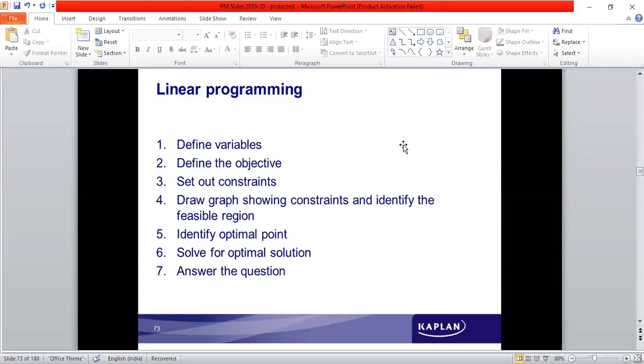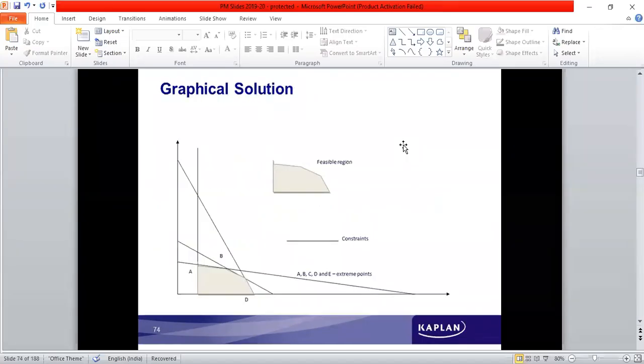Then here it says to show it in a graphical presentation. Draw a graph showing constraints by identifying the feasible region. Then after that, we find out what is the optimal solution and solve that. The other way of solving linear programming is by using the equations, the inequalities, and then equating them to a value and then arriving at that.